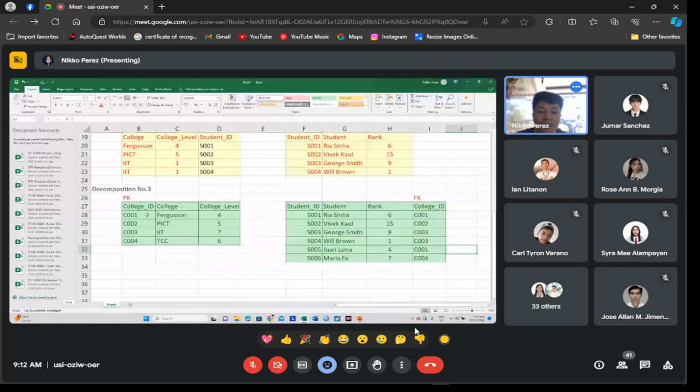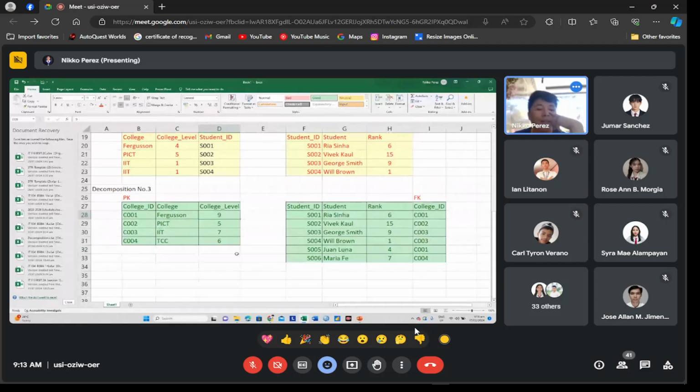Ferguson as well, C001. Let's say Ferguson upgraded to 5, or let's say 9, college level 9. So all those students will also have the entire record. Okay, Ria Sinha, rank 6, enrolled in the college of Ferguson, C001, whose college level is 9. Same with Juan Luna, also enrolled in Ferguson with college level 9.